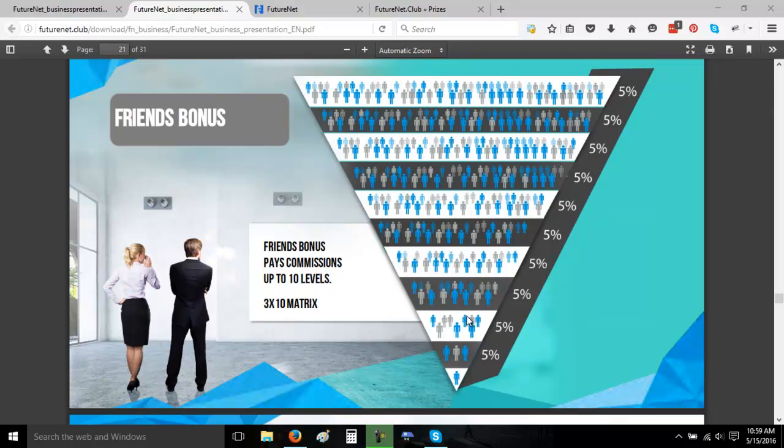And this right here is another shot, and this right here shows the actual 3x10 force matrix. So again, this is me right here. This is the first level right here, second level, and so forth. And as you can see, it's going to keep growing, and you're going to be able to get 5% on every single person that you bring in, no matter where they fall into the system. And that's the friends bonus that's being talked about here. It pays commissions up to 10 levels deep. So like I said, the 3x10 force matrix. So it's going to be to your benefit to come into this as quick as possible.